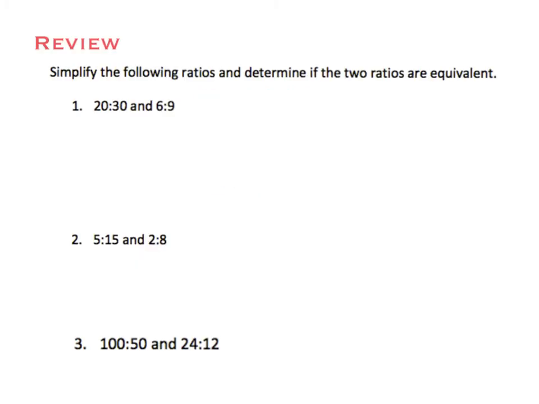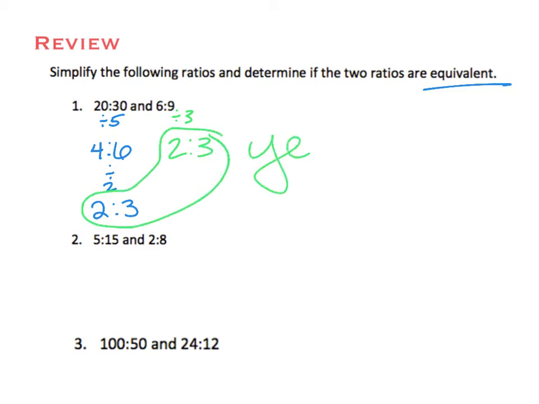We talked about simplifying ratios. We always need it in simplest form. So it says simplify the following ratios and determine if they are equivalent. So let's see, I'm going to divide both of these by 5. I get 4:6. I can divide both of them by 2. So I get 2:3. Then let's do the other one. We're going to divide by 3, and I get 2:3. And if I look at these, yes, these two are equivalent.